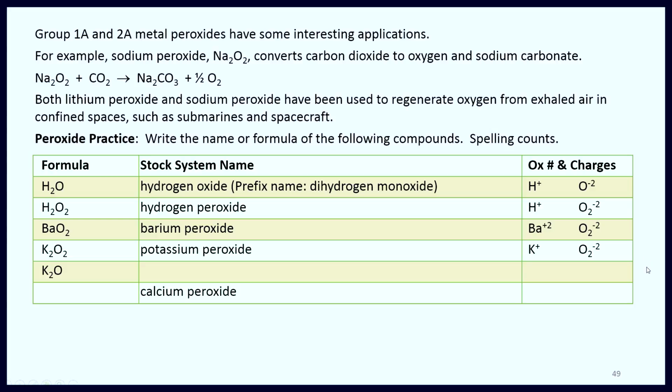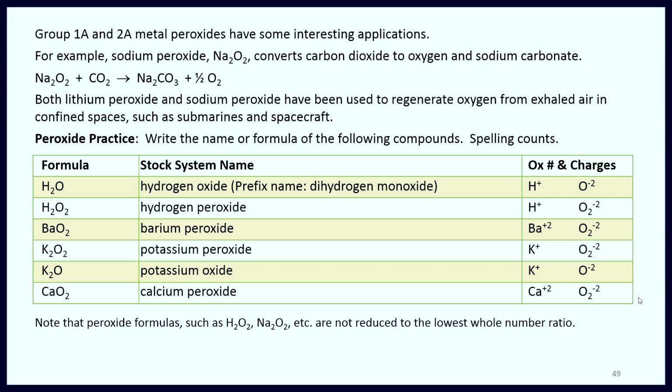And let's compare that to the normal oxide of potassium. That's simply potassium oxide, K2O. And how about calcium peroxide? Can you write its formula? A 1-to-1 ratio gives CaO2, calcium peroxide.